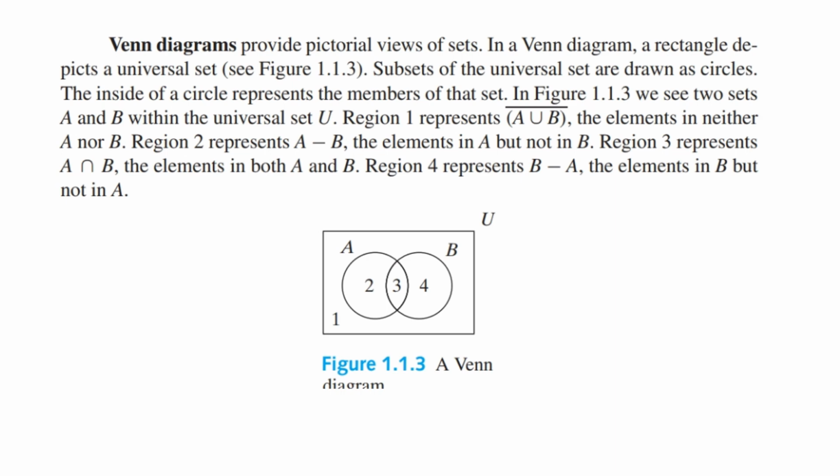Region 1 is outside of A and B, or it's outside of A union B. Region 2 is in A but not in B, is A minus B. 3 is A intersect B. 2, 3, 4 is A union B. And 1, 2, 3, 4 is the universal set. Now here we're just talking about these being regions.